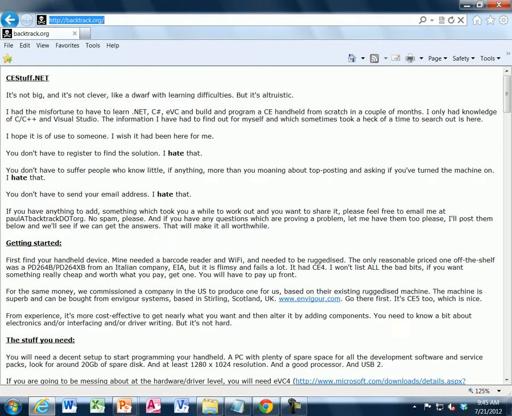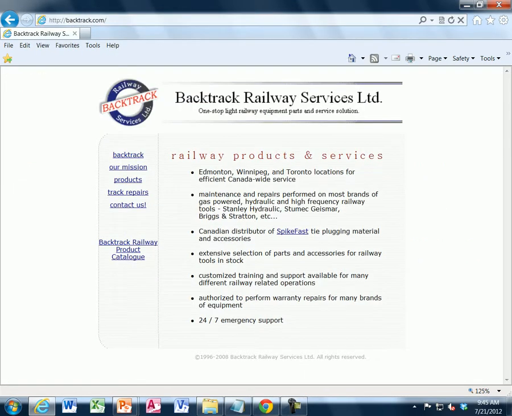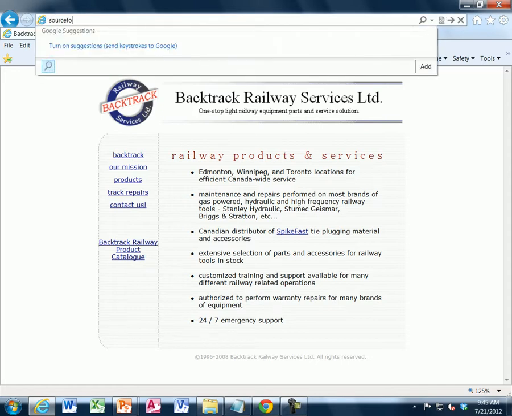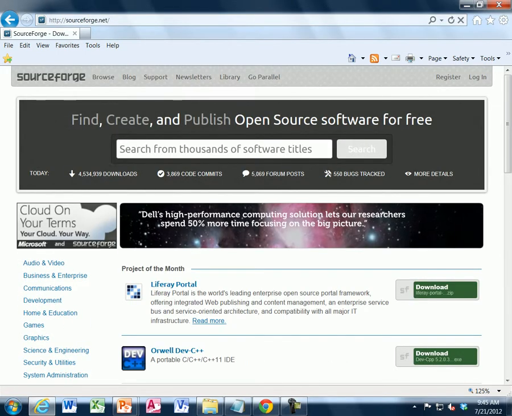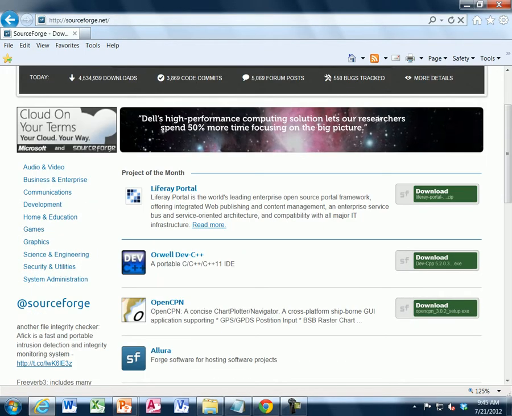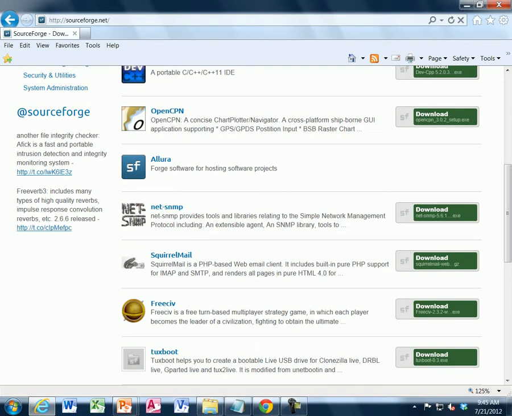I know. I downloaded something from SourceForge, maybe? Yeah. Let's go to SourceForge. What are we going to download? Wow, there's so much stuff. What's Allura? Forge software for hosting.